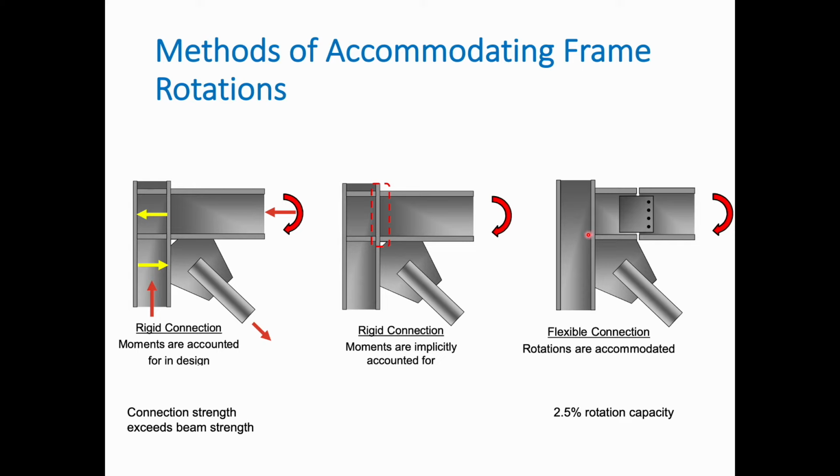And the last one is a flexible connection where rotations are accommodated. So we use a single plate here and we have a moment on the beam. And what we are expecting is that this beam here will rotate. So we are accounting for about 2.5% rotation capacity. Easily we can achieve that, if not more than that, by such a connection.